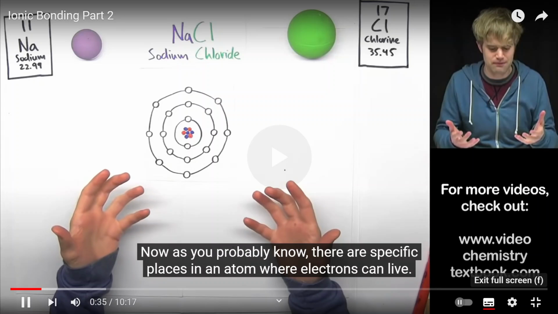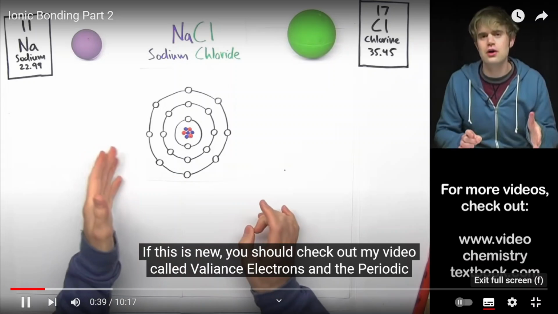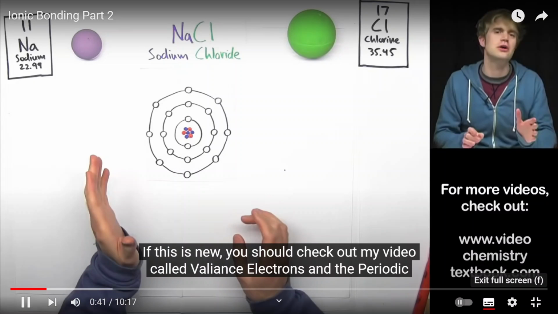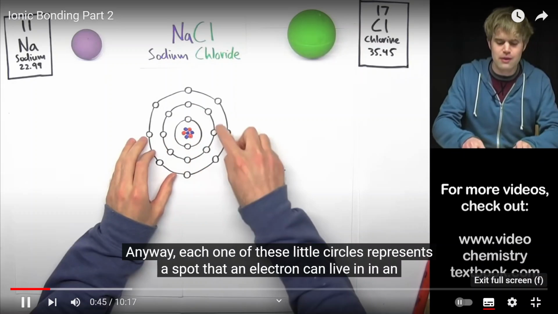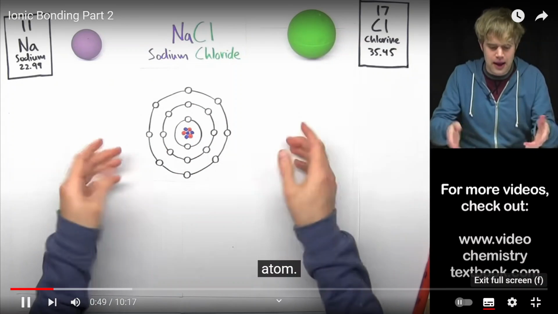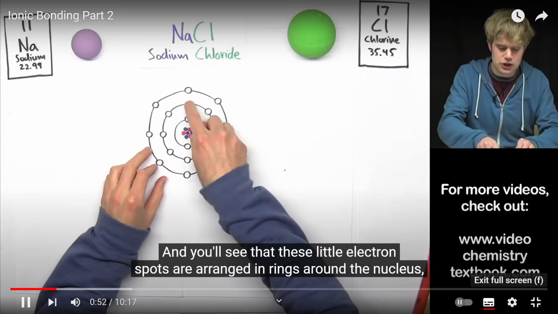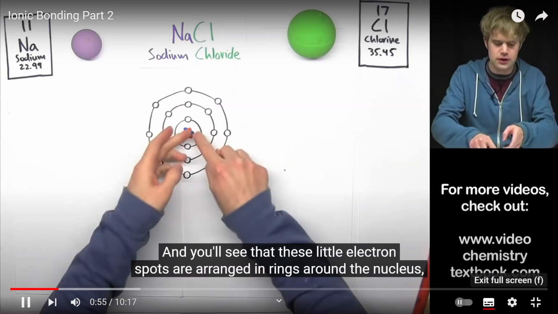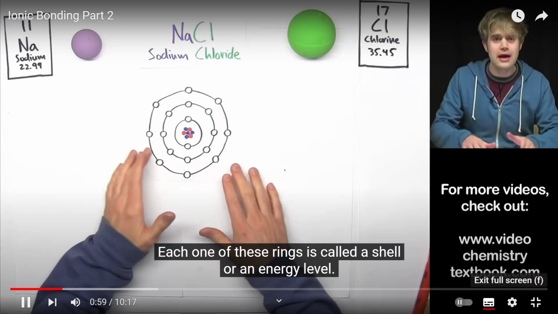Okay, I have a diagram of this here. If this is new, you should check out my video called Valence Electrons and the Periodic Table. Anyway, each one of these little circles represents a spot that an electron can live in an atom. And you'll see that these little electron spots are arranged in rings around the nucleus of the atom. Each one of these rings is called a shell or an energy level.